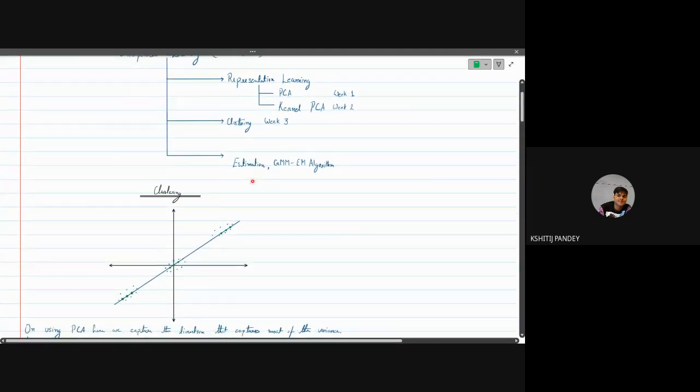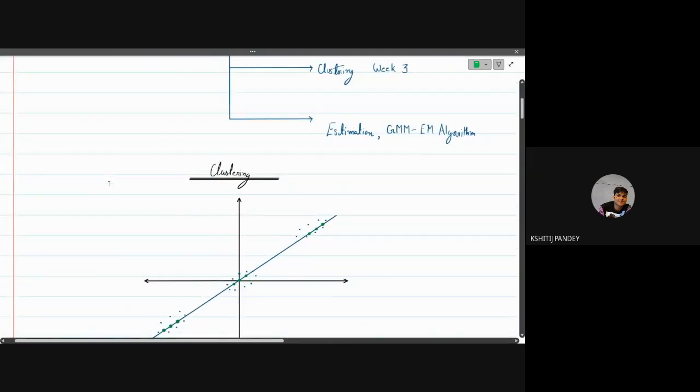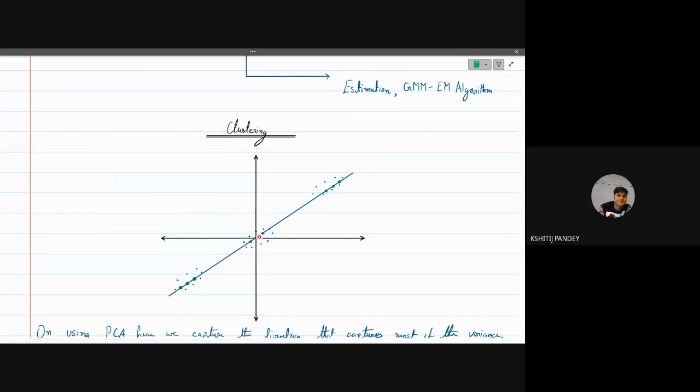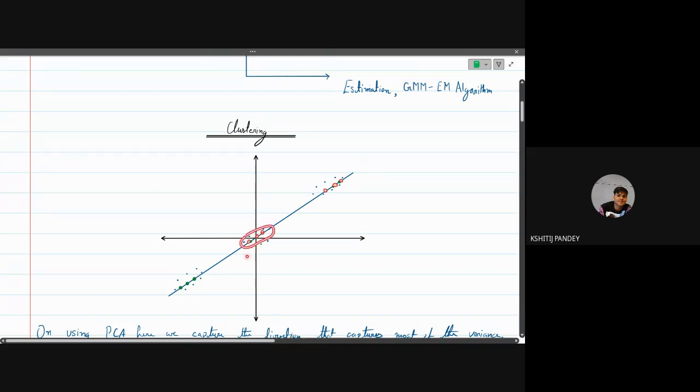Let's say this is our data set. This is the type of data we have. All these blue points represent the data points. When we run PCA on this data, we'll get the direction in which the data has the most variance. After that, we will have proxy points. That is, we will have new points representing the original data set.